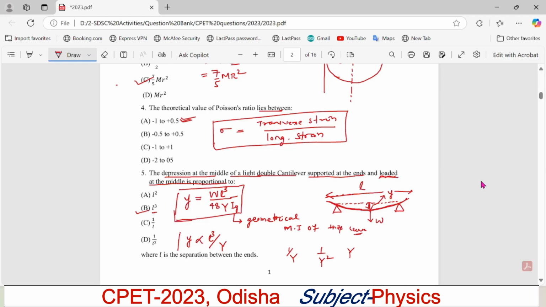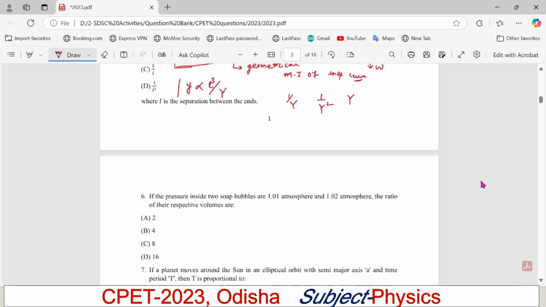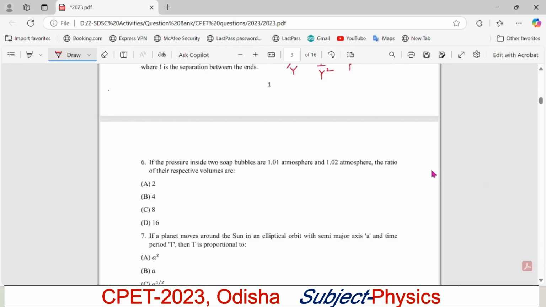Okay, now we are going to move to the next question, question number 6. It is given that the pressure inside two soap bubbles is 1.01 atmosphere and 1.02 atmosphere, then the ratio of their respective volumes is asked. In the answer options it is not given in ratio format. You just consider this as 2:1, 4:1, 8:1 and 16:1. So what will be the ratio?